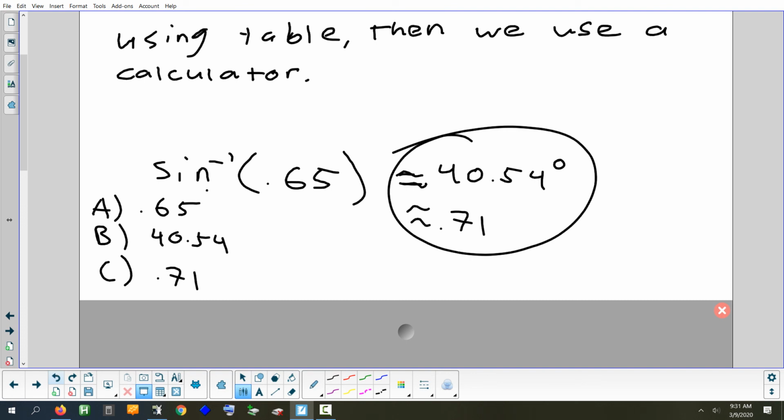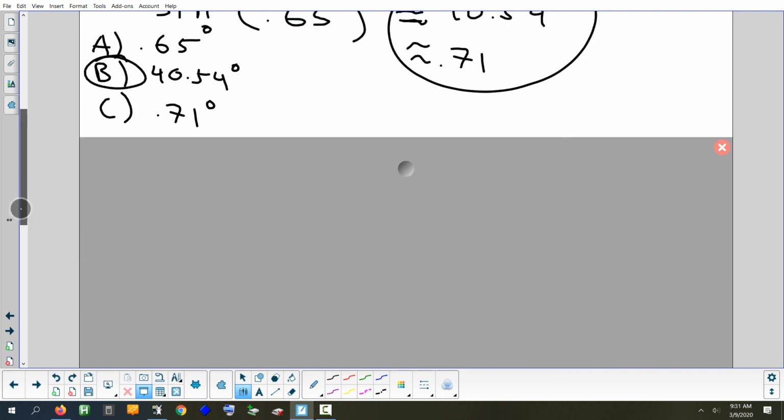Now, what if I did this? What's the correct answer now? Now the correct answer is B. Right? So if you see both numbers listed, check the units. One's degrees and one's radians. Right, so just be careful of that.